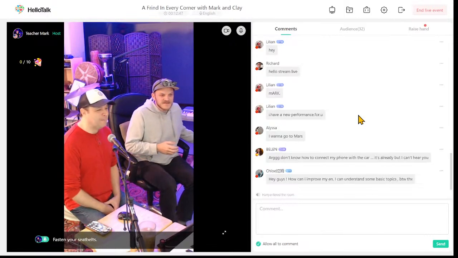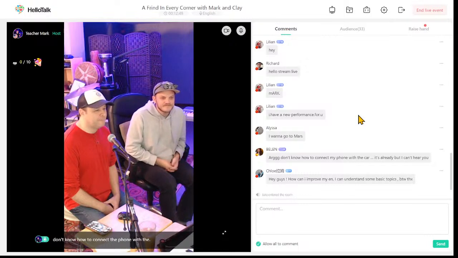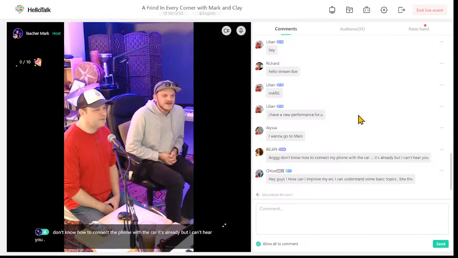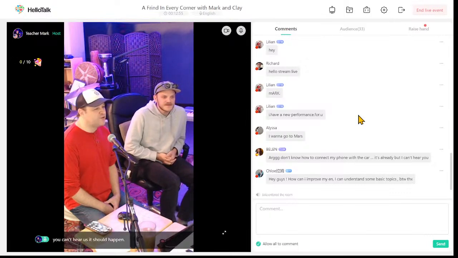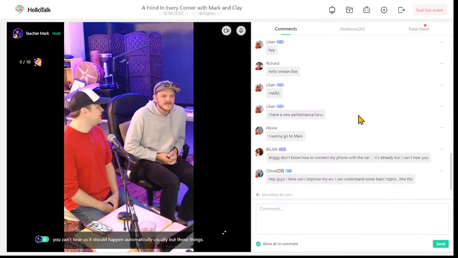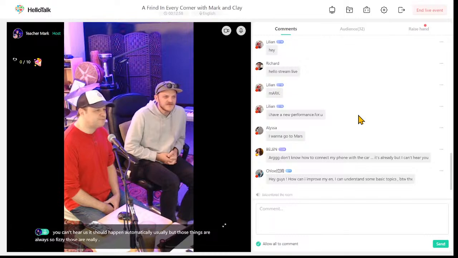Don't know how to connect the phone with the car. It's all right, but I can't hear you. You can't hear us. It should happen automatically usually, but those things are always so fidgety. Right. Those are really fidgety. Don't mess with your phone while driving.